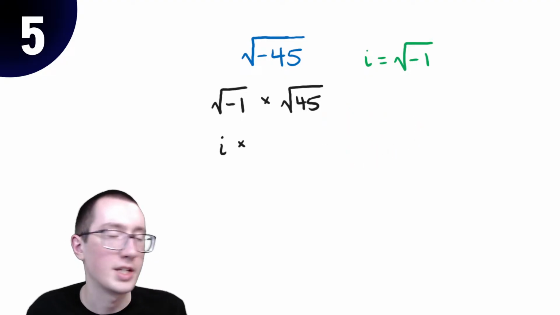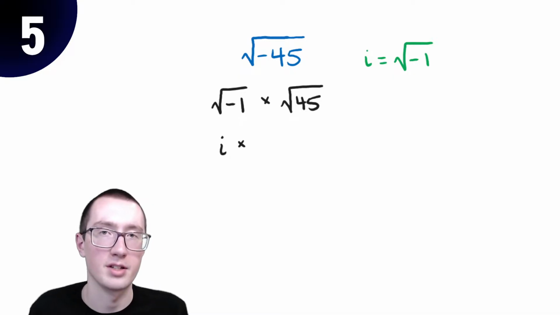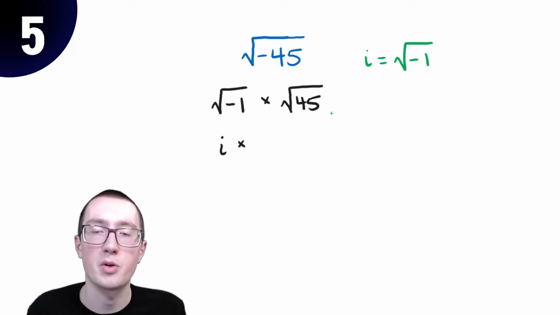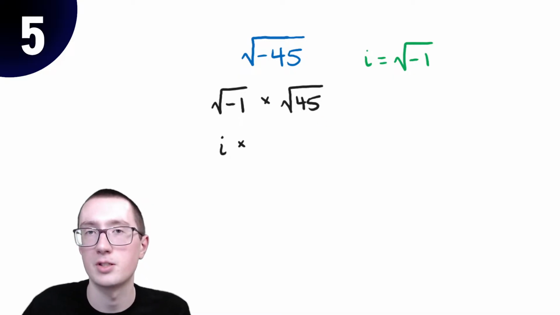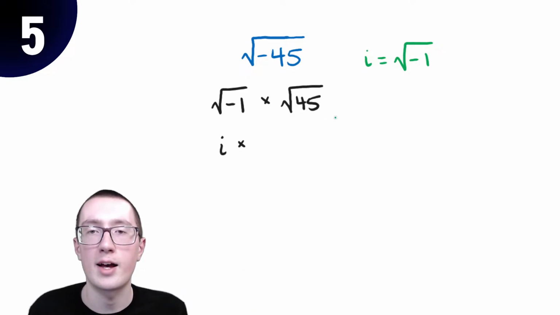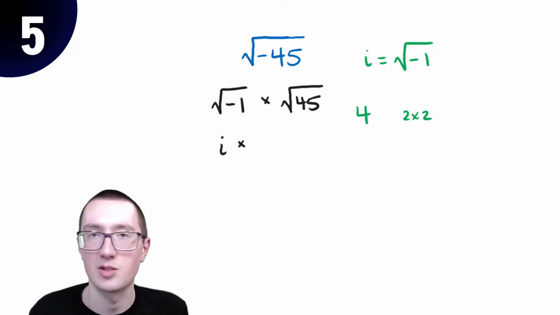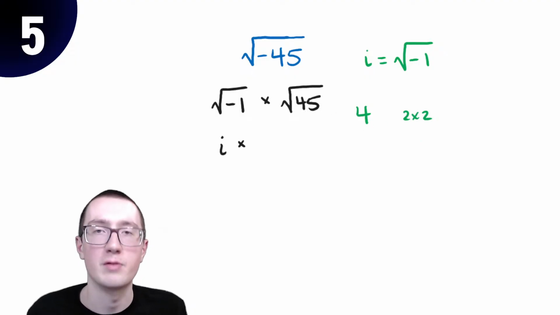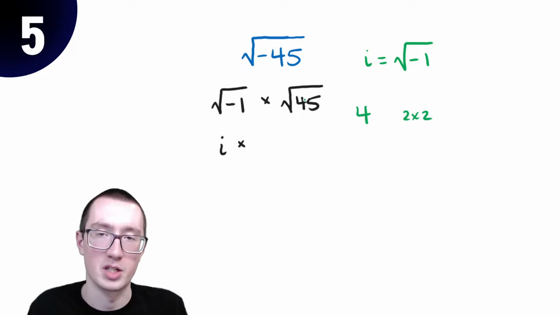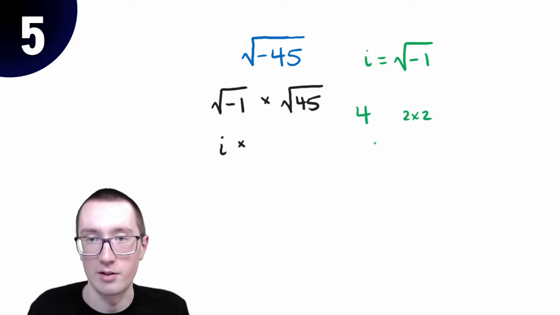But we can actually still simplify this, because the square root of 45 can be split up into different square roots. We just need to figure out if we can divide out any of our perfect square numbers. For example, 4 is a perfect square number because that's 2 times 2. But we can't do 45 divided by 4. That's going to give us decimals, fractions. If you didn't know that, you can put it in your calculator. It would give you 11.25.